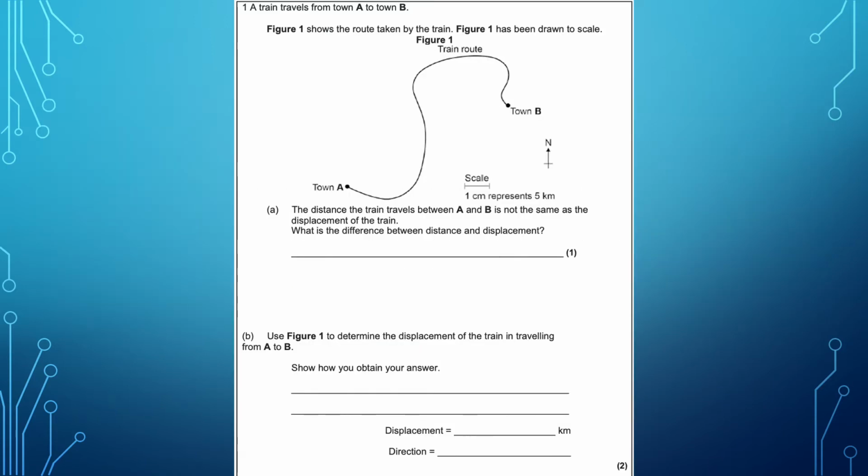All right, now looking at an exam style question, we have a train that travels from A to B, and there's your diagram there. Figure 1 shows the route taken by the train, and it's been drawn to scale. This is going to become important for part B. For the first part, it says the distance that the train travels between A and B is not the same as the displacement of the train. What is the difference between distance and displacement? This one is very straightforward. I'll let you pause the video really quick just to answer A, and then we'll answer B together.